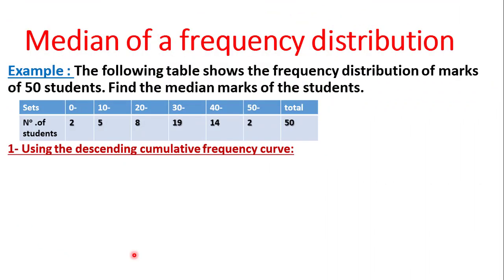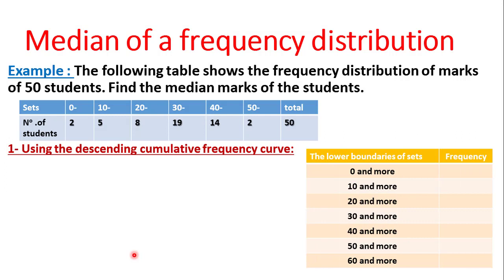In the same way, but in this case, I'll start from the lower boundaries of the sets. Okay, at first 0 and more. From 0 and more, it means the summation of all the numbers: 2 plus 5 plus 8 plus 19 plus 14 plus 2, it will be 50. Then 10 and more, I'll start from 5, then plus 8 plus 19 plus 14 plus 2, so 48. 20 and more, 8 plus 19 plus 14 plus 2, it will be 43.